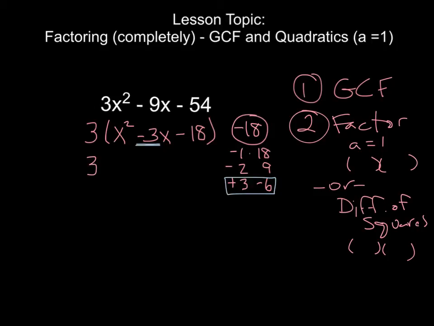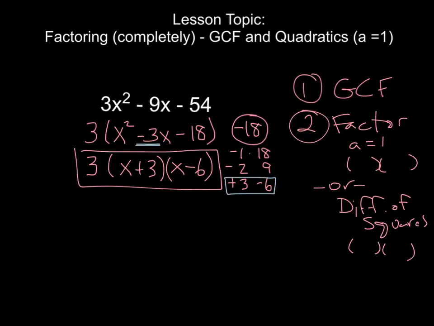So I'm going to leave my 3 here, and I'm going to put my two sets of parentheses like so. I need x plus 3 and x minus 6. These two values, positive 3 and negative 6, go in our parentheses. If we were to FOIL the two sets of parentheses, in other words multiply these binomials, and then distribute the 3 back in, we would get back to our original expression.